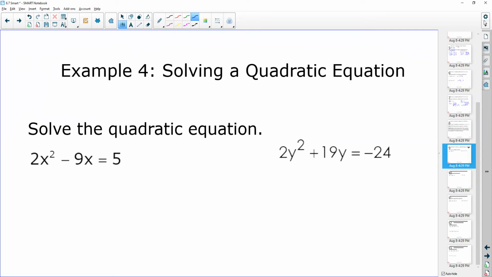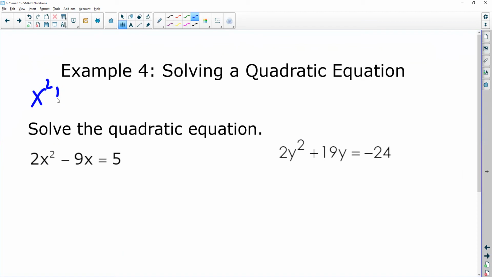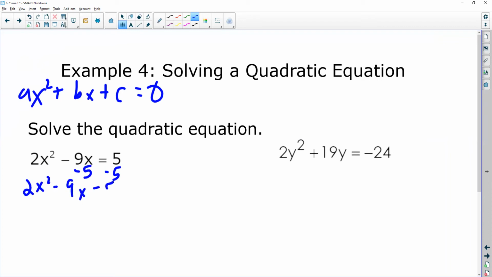So let's try all that. First, my first problem here is that I need this to be ax squared plus bx plus c equals 0. And that is not what I have here. So I'm going to subtract 5 from both sides. So I'm going to get 2x squared minus 9x minus 5 equals 0.